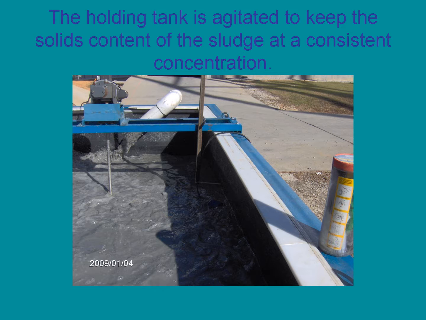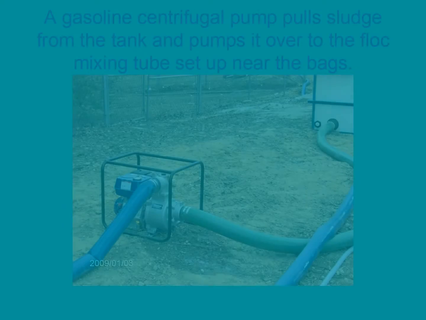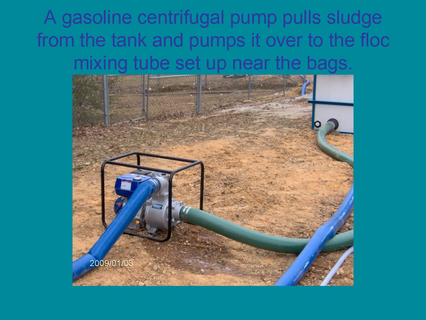A tank on the bank is used to hold the sludge as it is pumped from the lagoon. The tank is agitated to keep the solids suspended. A gasoline pump is used to transfer the sludge from the holding tank over to the flocculator located near the geotextile dewatering bags.